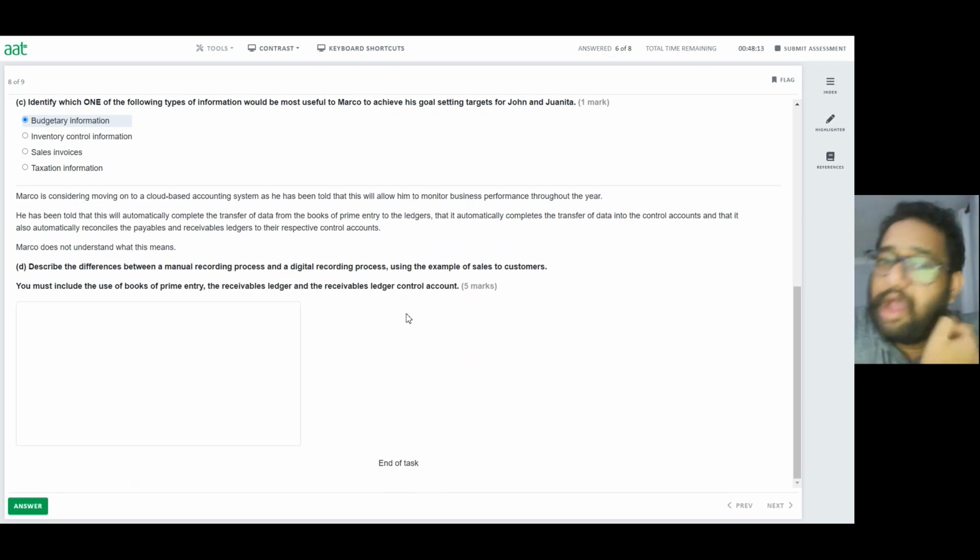For example, of sales to customers. You must include the use of the book of prime entry, receivable ledger, and the receivable ledger control account. So what are you going to say here? In here, you have to explain to them how the system works.